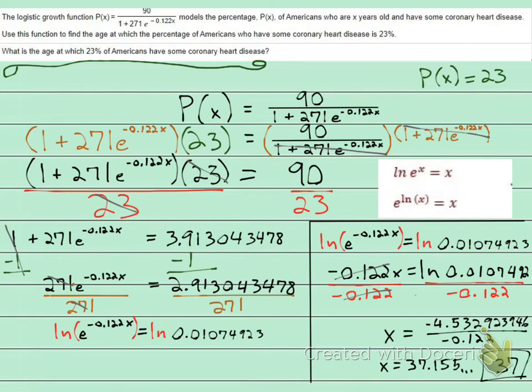All right, now, do I believe this? Do I think that at the age of 37, 23% of Americans have some kind of coronary heart disease? Sure, that's not crazy to think. Almost a quarter of everybody by the time you're 37. That's a lot. I need to start exercising, but it's not outrageous to think. So that's going to be my answer.